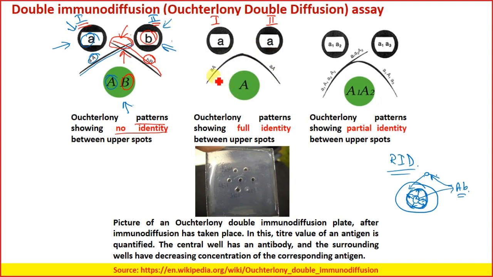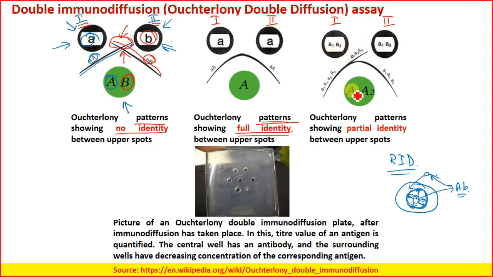So this line is regarded as the pattern of full identity. Pattern of full identity. Okay. Now say in well 1 and well 2, we have a mixture of antigens. Say, what will happen? A1 A2 and A1 A3.